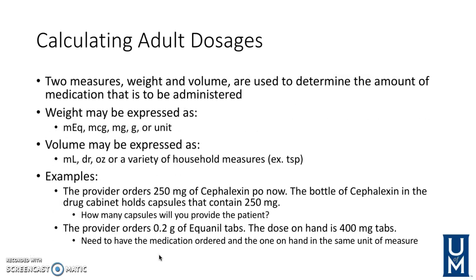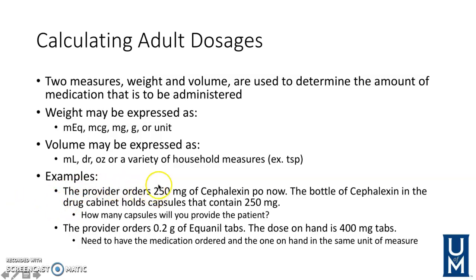So, calculating adult dosages. There are two measures for weight and volume that are used to determine the amount of medication that is administered. For weight, it's often expressed as milliequivalents, micrograms, milligrams, grams, or units. And as for volume, we may use milliliters, drams, ounces, or any of those household measurements that we talked about, like teaspoons or tablespoons.